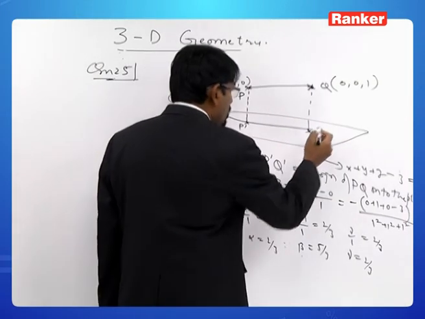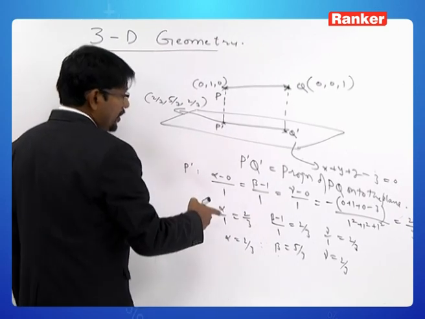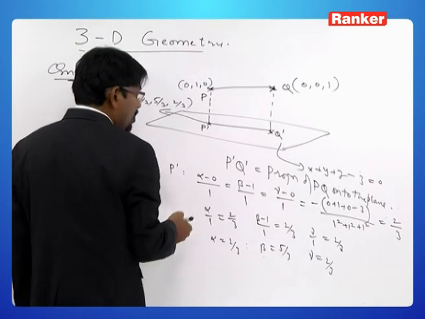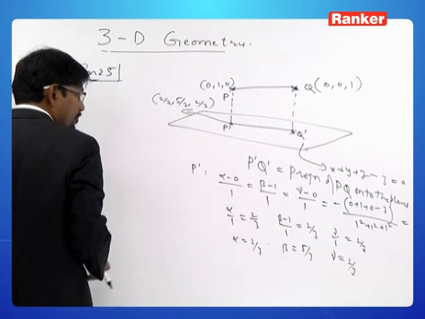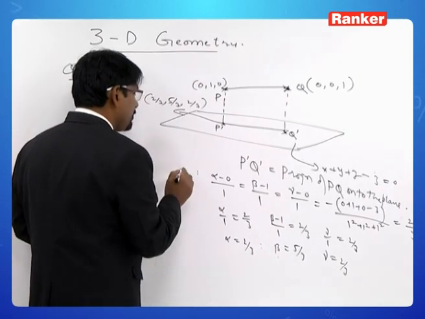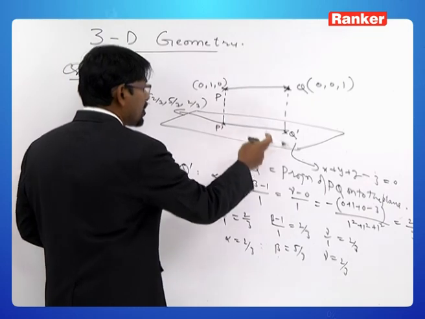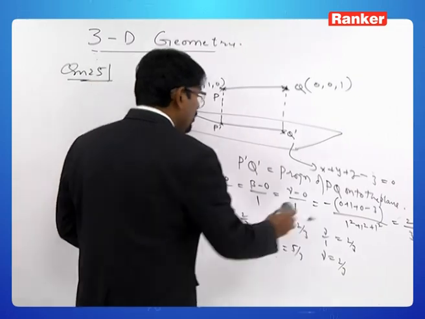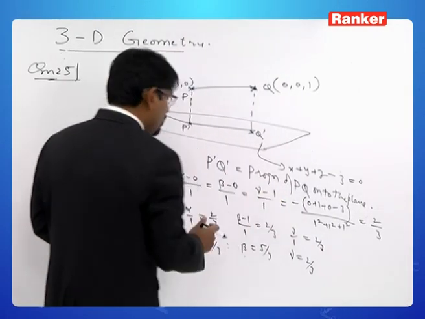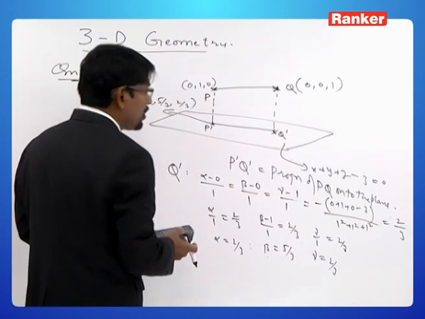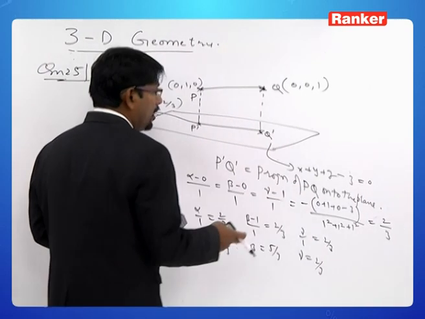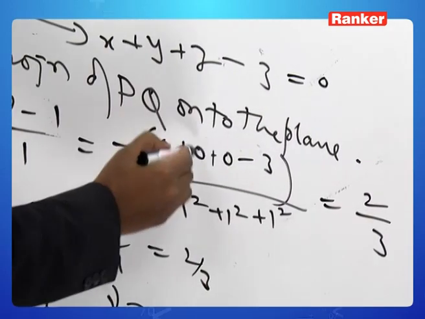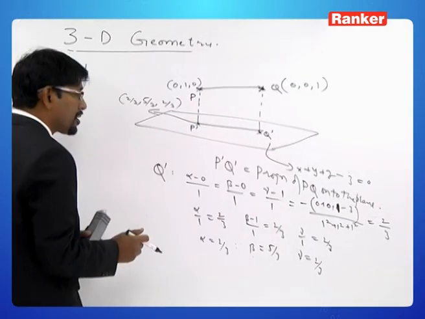Similarly, the Q dash coordinates also we can find out. Just in place of this point 0 1 0, we have to take 0 0 1. So we'll write Q dash here, alpha minus 0 by 1, beta minus 0 by 1, gamma minus 1 by 1 is equal to this. And we need to substitute this point 0 0 1. I think the same will be there, 2 by 3. Okay, 0 plus 1 minus 3. So the answer will be the same.